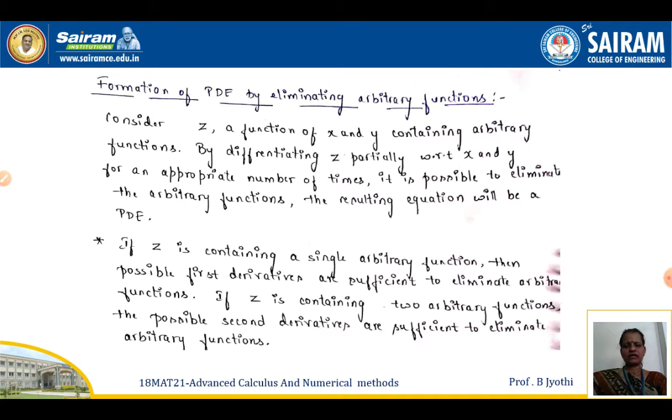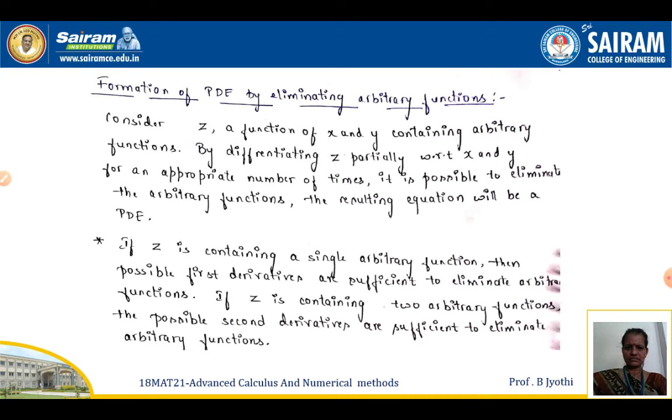And now we only have to remember how many times we have to differentiate it. Supposing z contains a single arbitrary function, then the first possible derivative is sufficient to eliminate the arbitrary function. If z consists of two arbitrary functions, the possible second derivatives are sufficient to eliminate the arbitrary functions, and so on.